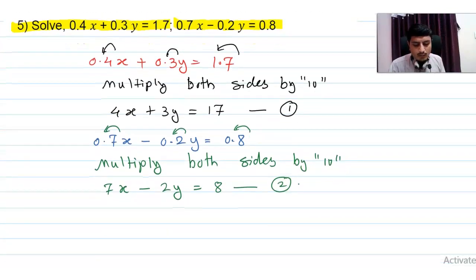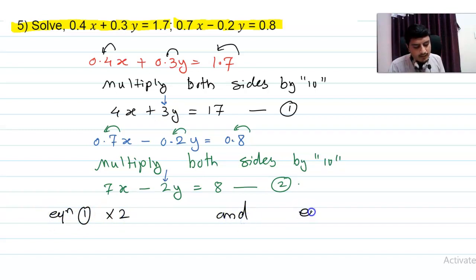Now let's look at the coefficients of variable y. In equation 1 we have 3, in equation 2 we have minus 2. Since they have unlike signs, we decide to eliminate the variable y. For that, we first make the coefficients of y in equations 1 and 2 identical. 3 and 2 have an LCM of 6, since 3 twos are 6. That's why we multiply equation 1 by 2.